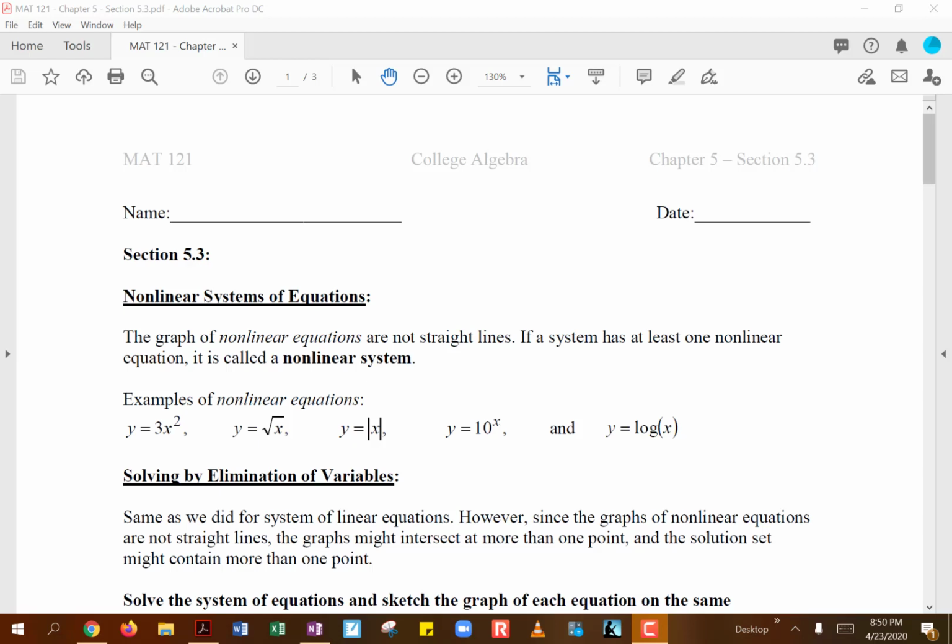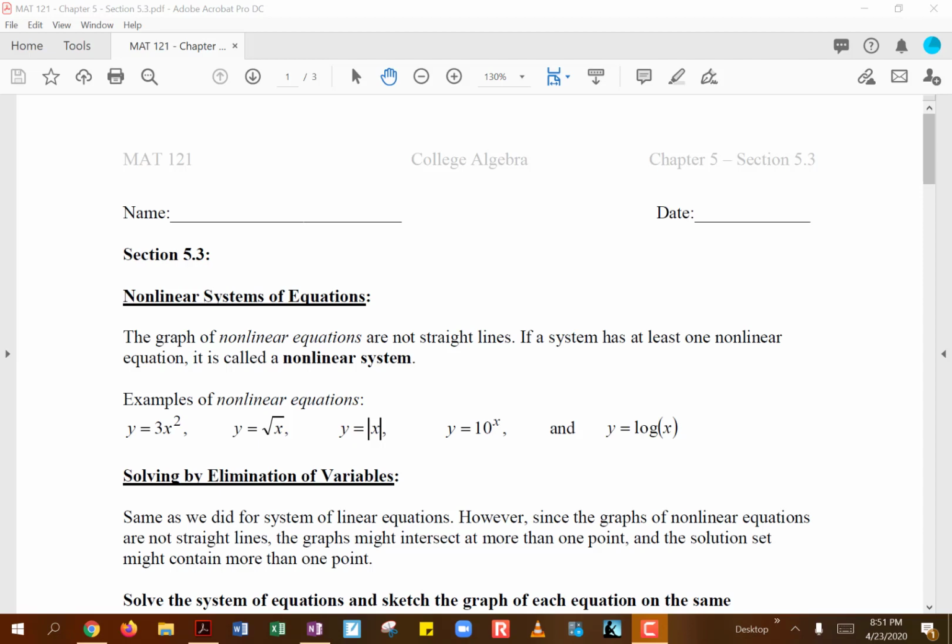Hey everyone, so we're looking at section 5.3 today. As you can see, this is where we are going to talk about the nonlinear system of equations. In 5.1, we reviewed how to solve a system of equations that have two equations and two variables. In the last section, 5.2, we talked about how to solve three equations with three variables, which was of course your three-dimensional coordinate system, and now we're talking about non-linear systems.